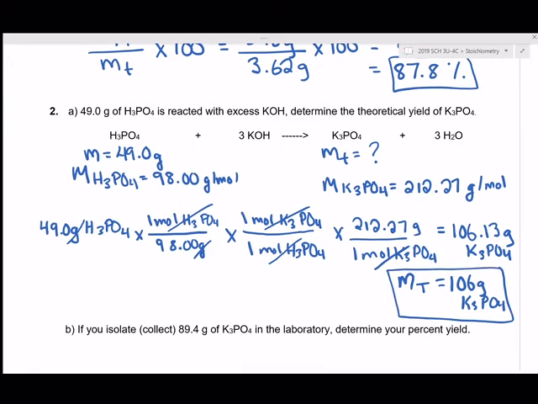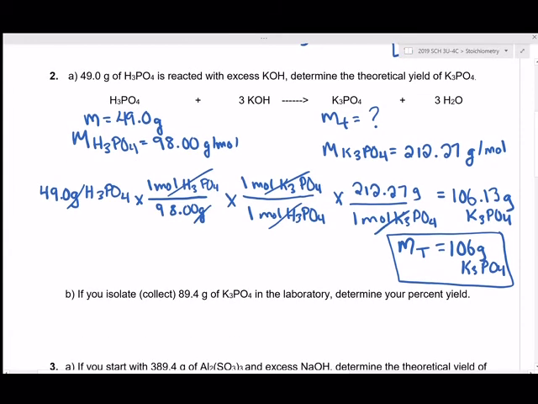Now in part B, we're asked for the percent yield. So at this point, we need to know what the actual yield was and we are going to be doing the percent yield. So technically, we could write this up here, but I think we're okay. Isolate means what you actually got, you collected it.